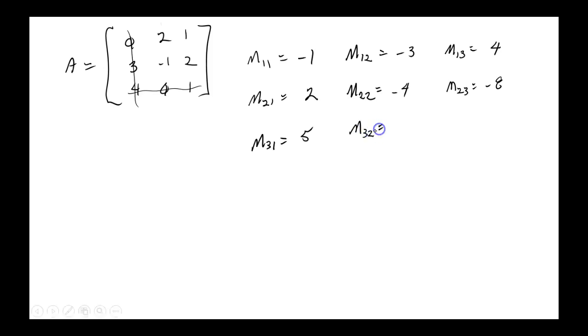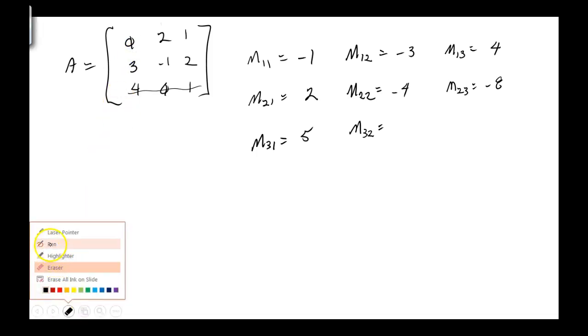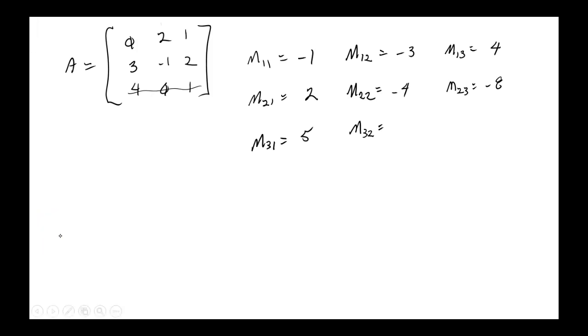M32. Keep the third row wiped out. Wipe out the second column.